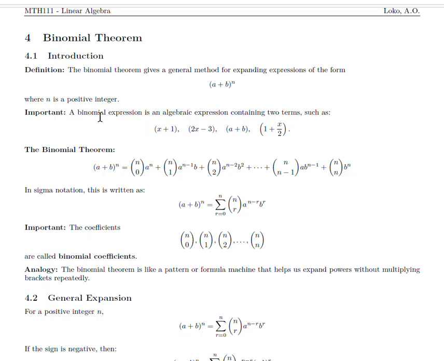So a binomial expression is an algebraic expression containing two terms, like I just said, such as these examples here. And take note, for the power, this exponent, this index number n, it is always a positive integer for now. We'll see cases where n can be a negative integer or a rational number.